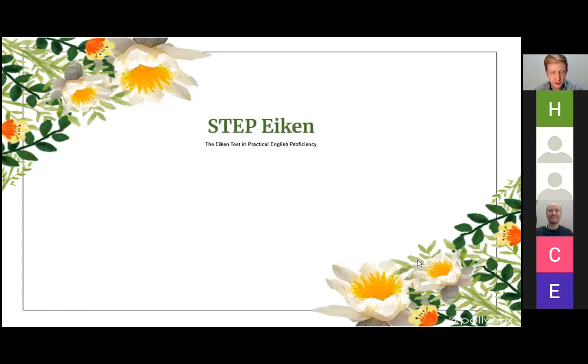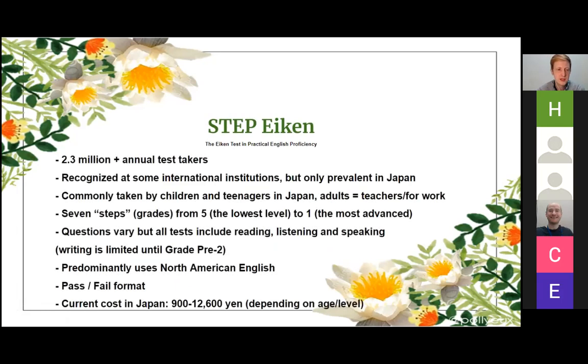Finally, EIKEN or STEP Eiken, the Eiken test in practical English proficiency. Again, 2.3 million plus annual test takers. It is less recognized than the other tests because it's mostly just in Japan. Also, it tends to be taken by young people, especially children and teenagers. Adults do take it, but it tends to be adults who want to be or are English teachers or need it for their work for some reason.